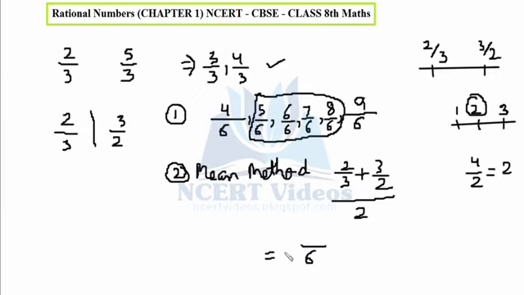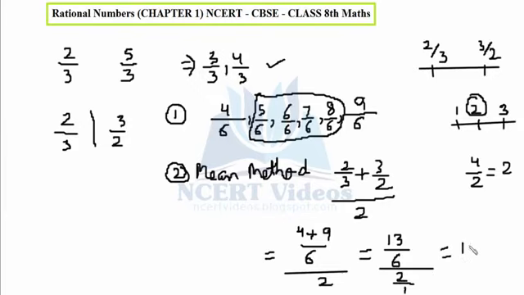LCM will come 6, 3 2s are 6, 2 2s are 4, plus 2 3s are 6, 3 3s are 9. Obviously the bigger denominator, 2, comes as it is. This is the whole numerator part, 13 over 6. This whole is getting divided by 2 over 1. So this one goes upwards. That is 13 into 1 divided by 6 into 2. That gives you 13 over 12. So this middle point is 13 over 12.